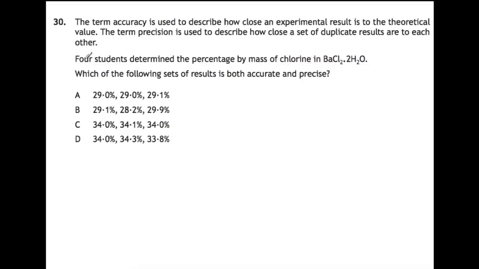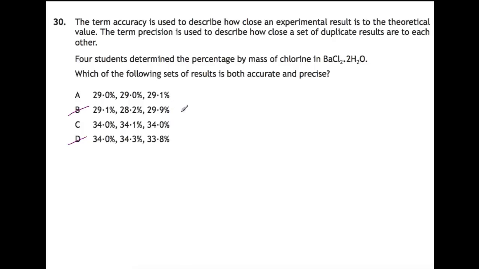So we've got 4 students that are determining the percentage by mass of chlorine in hydrated barium chloride. Which of the following sets of results is both accurate and precise? So the results need to be close to the actual value and they need to be close to each other. So A, you can see, are close to each other. B are not that close to each other. C is close to each other. And D is not that close to each other. So B and D are not precise, but A and C are.